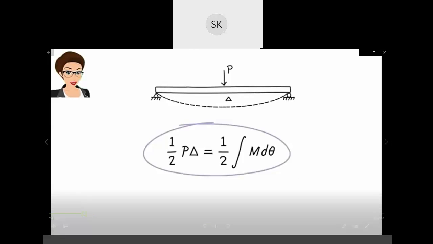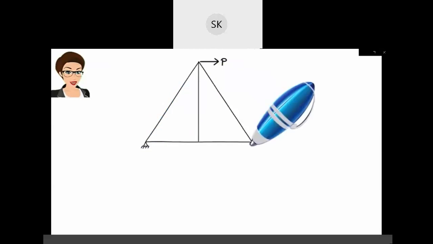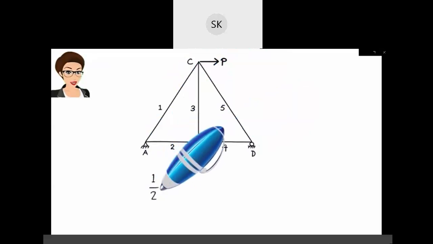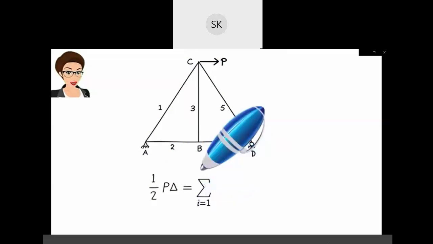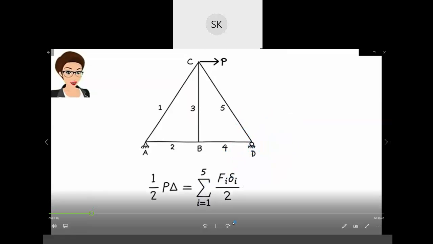The work energy principle can also be used for trusses. For example, in the case of a simple truss like this, we can write 1/2 P times delta equals the sum of Fi delta i over 2.